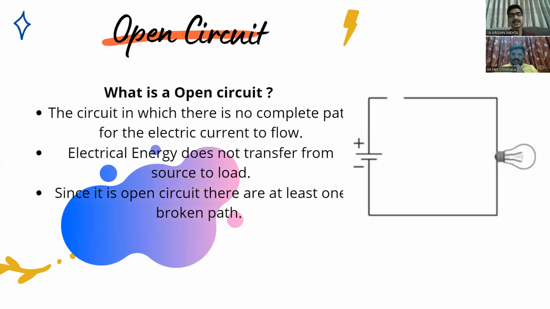Now we move on to the second type, that is the open circuit. The word open suggests that there is no complete path for the electric current to flow. Since there is no complete path for the electric current, the energy cannot be transferred from the source to the load. Since there is an open circuit, there must be at least one broken path as shown in the figure.